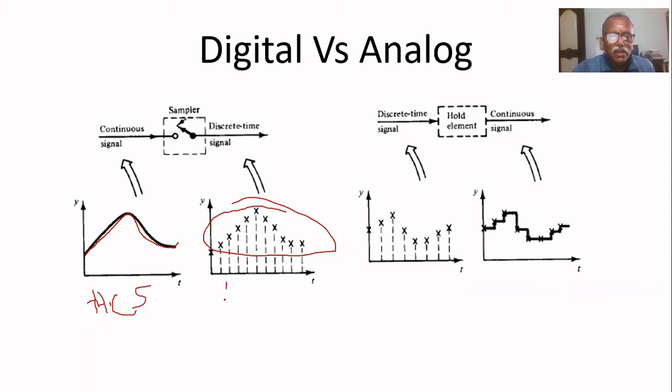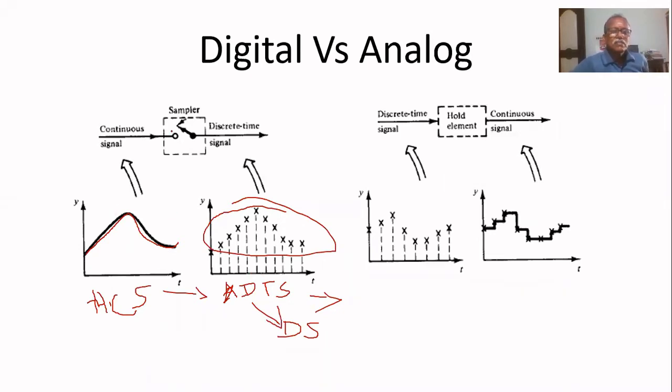This is an analog discrete time signal. We can say discrete time signal, not digital signal. Then it will be converted into a digital signal. It has three phases. The analog signal is discretized, which is called discrete time signal, then it is converted into a digital signal.